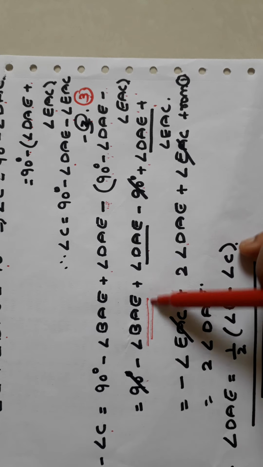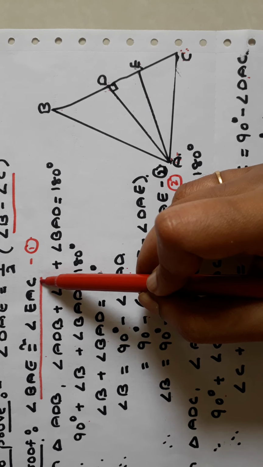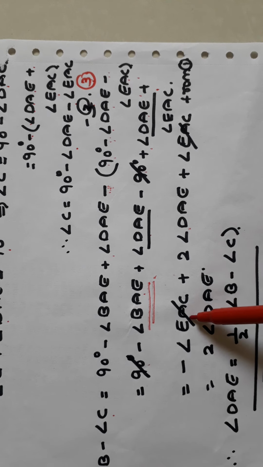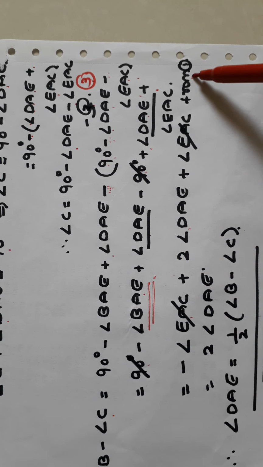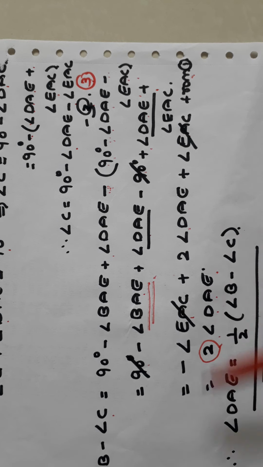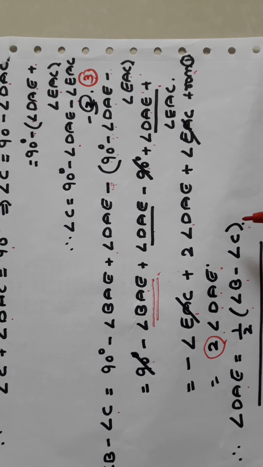Now angle BAE. Angle BAE is same as angle EAC, because AE is a bisector. So in place of angle BAE, substitute angle EAC. This is from 1. So angle EAC also gets cancelled out. We get angle DAE. Now take 2 to the other side. So angle DAE is equal to half of angle B minus angle C. This is what we need to prove.